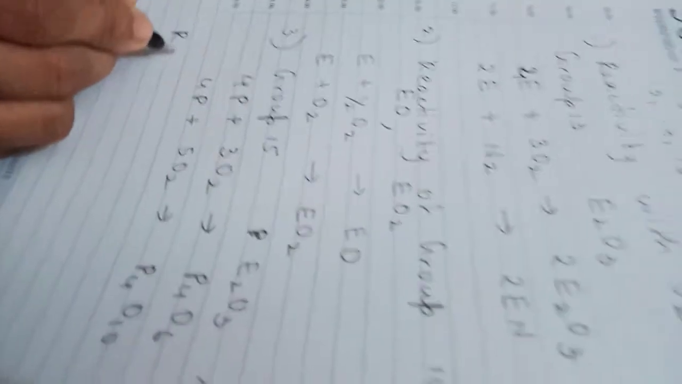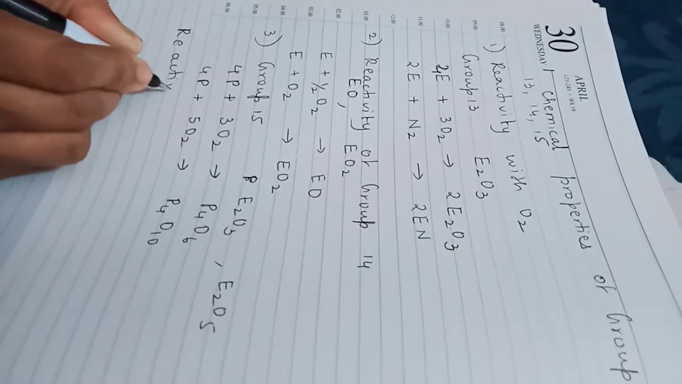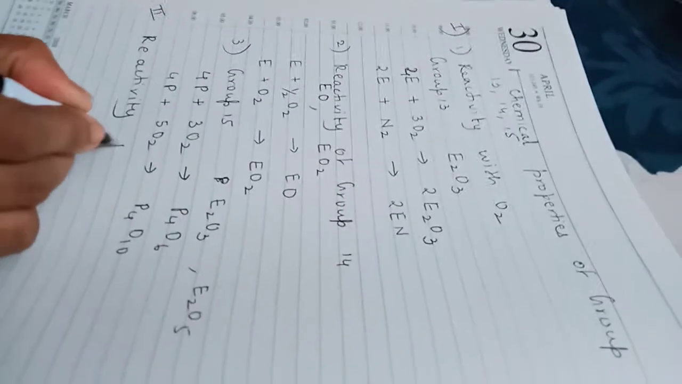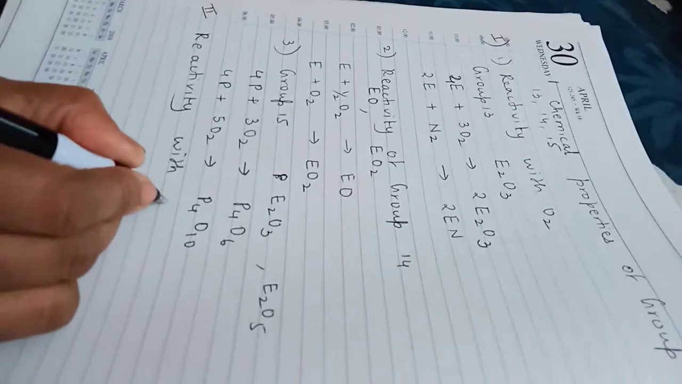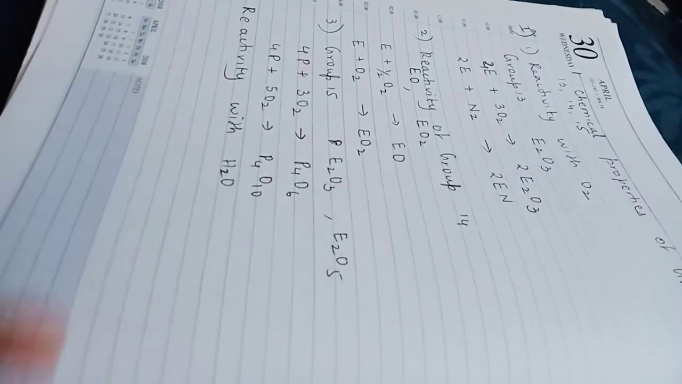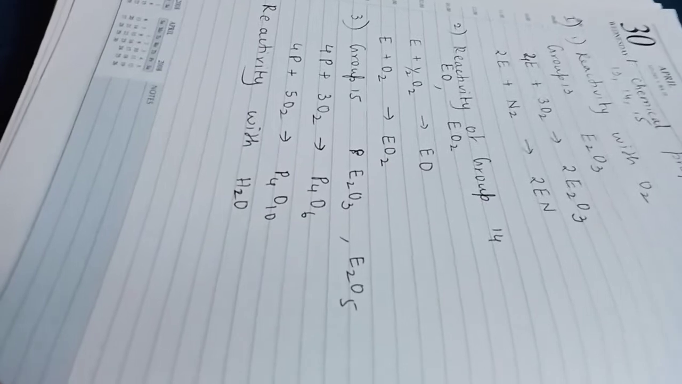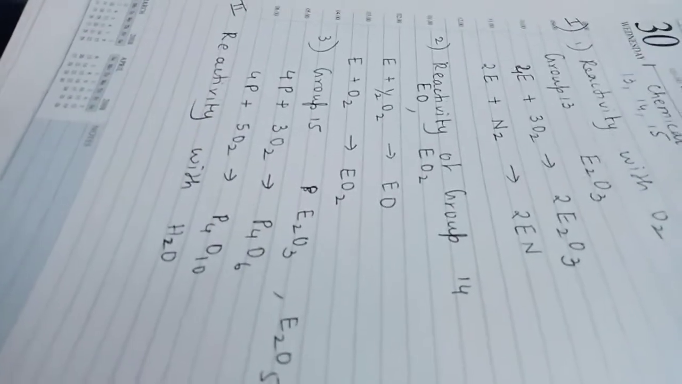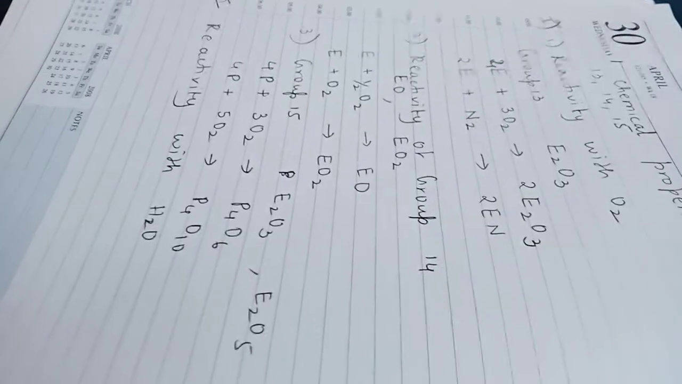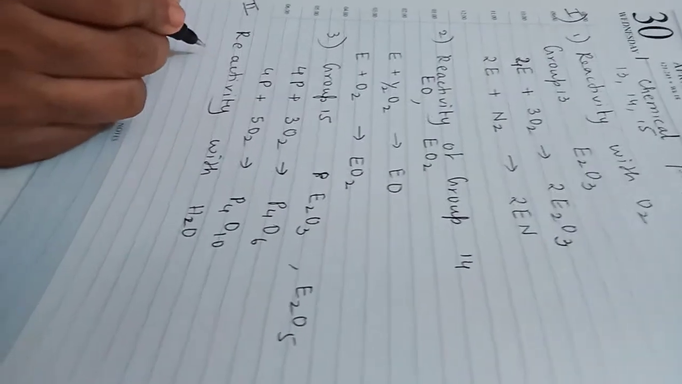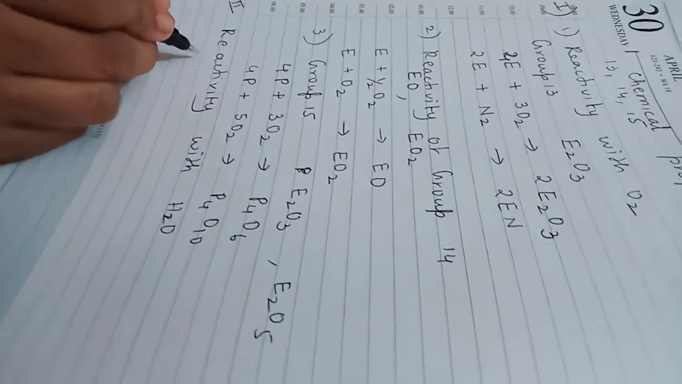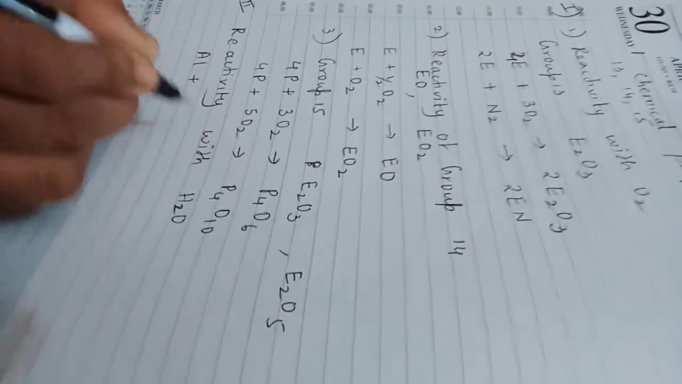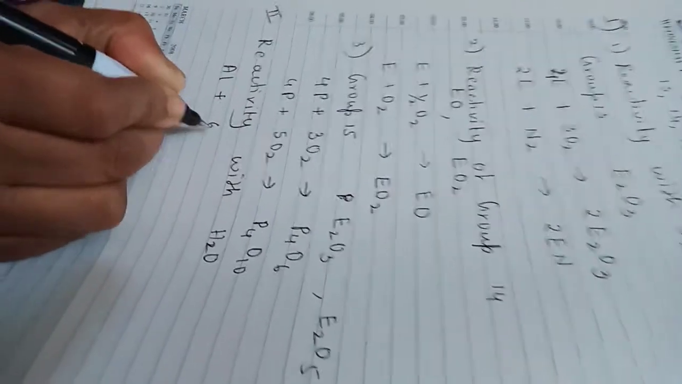Okay. Next, reactivity of elements. Look, this was number 1, Roman numeral 1. This is Roman numeral 2: reactivity of these elements with water. Let me clear. Most of the elements of group 13, 14 and 15 do not react with water, except for few elements like aluminium, which shows metallic character. Aluminium reacts with hot water.